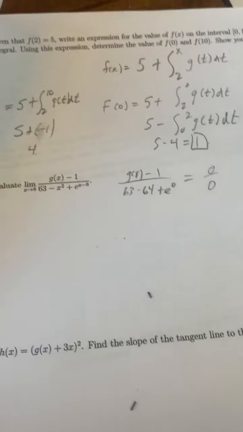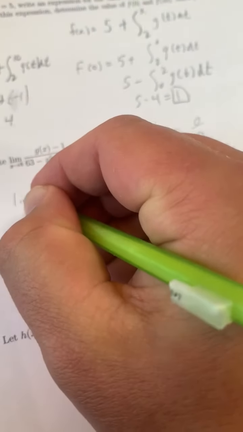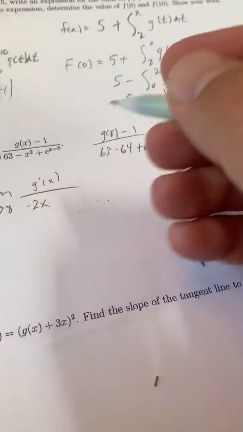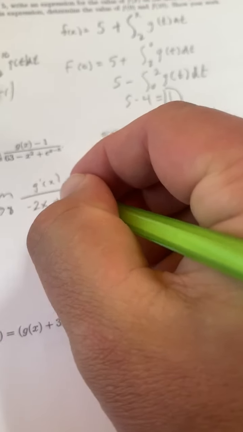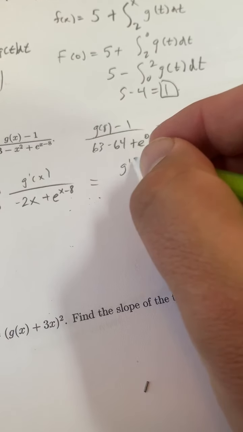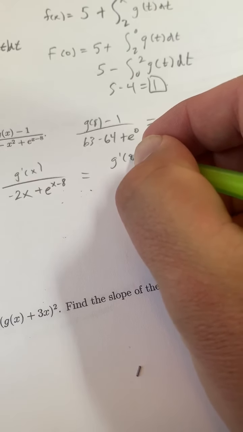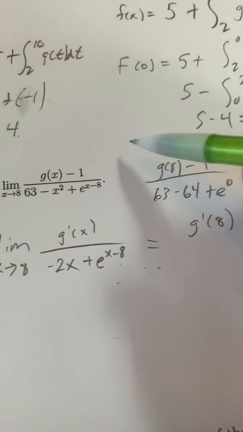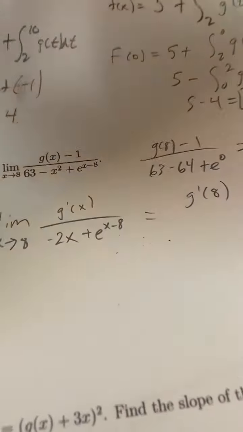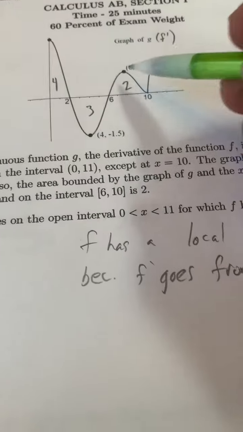You can pretty much guarantee if you're asked to evaluate a limit on this test, it will be a L'Hopital's rule one. So I'm going to use L'Hopital's rule, which means I take the derivative of the top, which is g prime of x, over the derivative of the bottom, which would be negative 2x, plus e to the x minus 8. And I'll attempt to plug in 8 in again. So I'll get g prime of 8, which I gotta go look here. So g prime of 8's at the top there, so that's a 0.